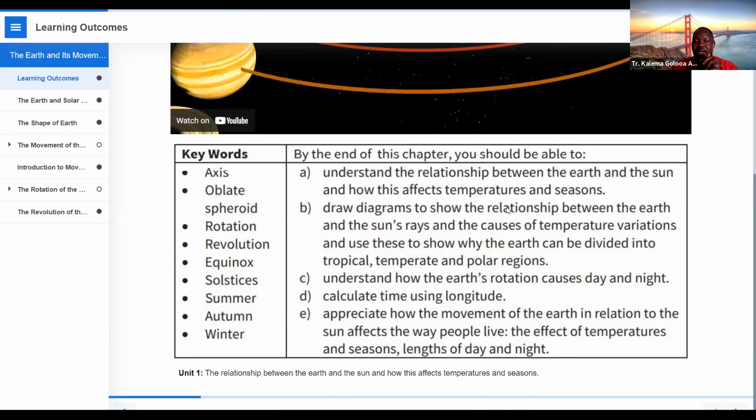Geographers normally use it. So it is usually the universe. Most of the time, we know the earth. But geographers have the earth and the universe, and we also have what we call a solar system.